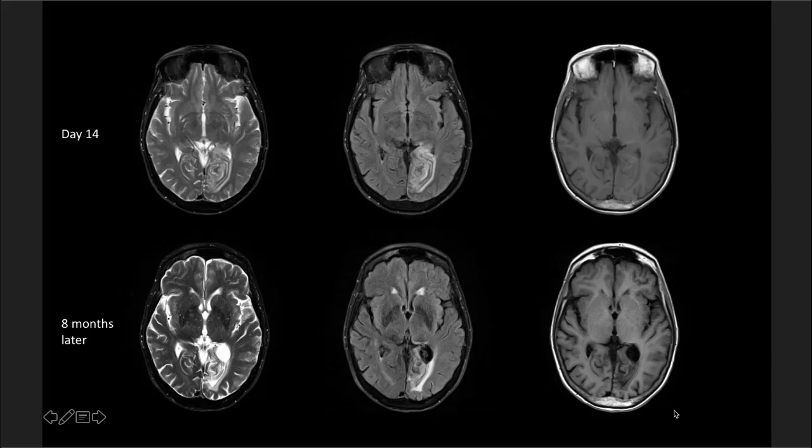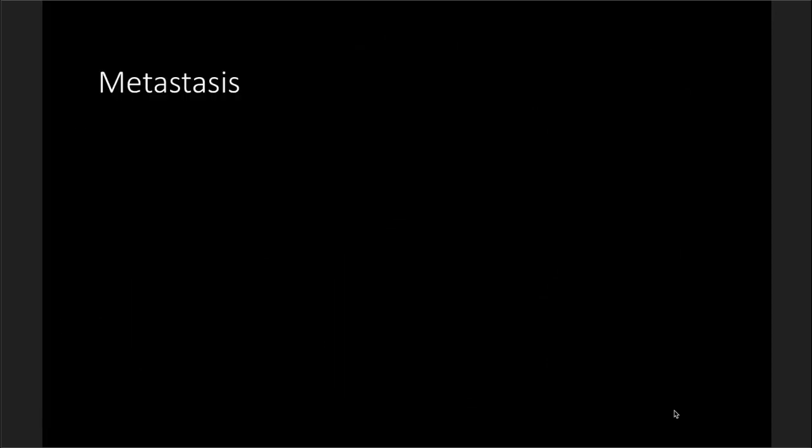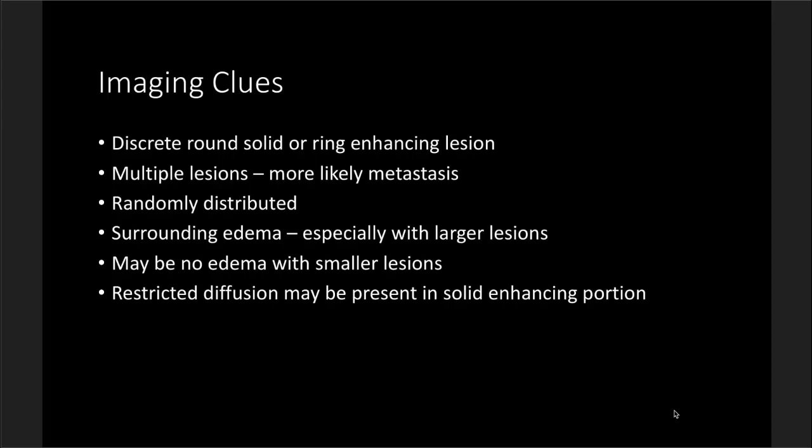Okay, so finally we're going to talk about metastasis. We don't have very much time, but luckily metastasis is more simple than gliomas. So what we look for with metastasis is discrete round, solid or ring enhancing lesions in the brain. Sometimes we'll have a single lesion, often we'll have multiple lesions, and they tend to be randomly distributed about the brain, and frequently there's surrounding vasogenic edema, and restricted diffusion may be present in the lesions.